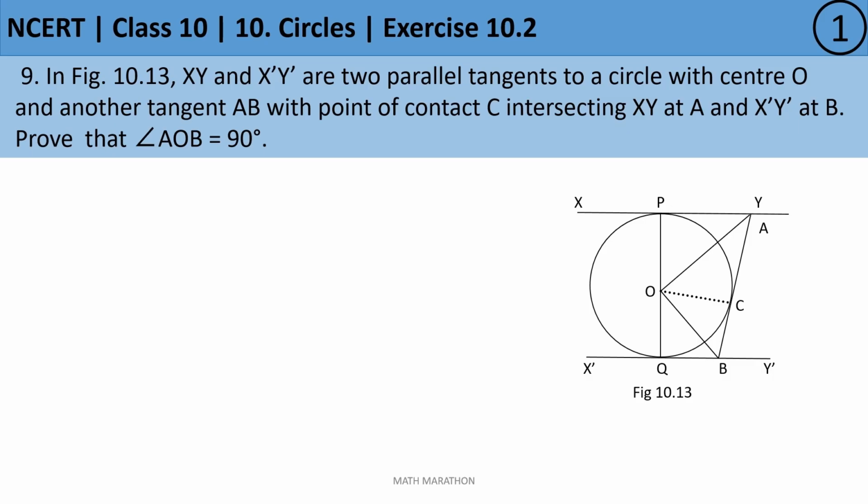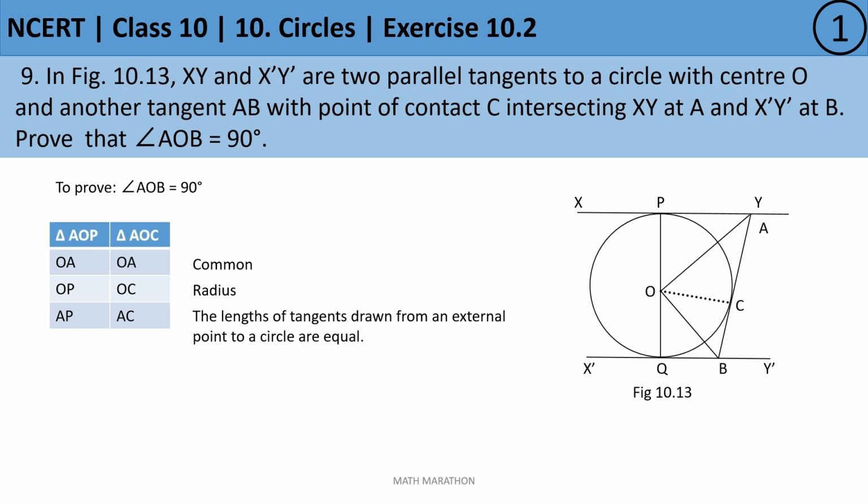In picture, XY and X dash Y dash are two parallel tangents to a circle with center O and another tangent AB with point of contact C intersecting XY at A and X dash Y dash at B. Prove that angle AOB is equal to 90 degree. Consider triangle AOP and triangle AOC. OA is common side for both the triangles. OP and OC are radius of circle.